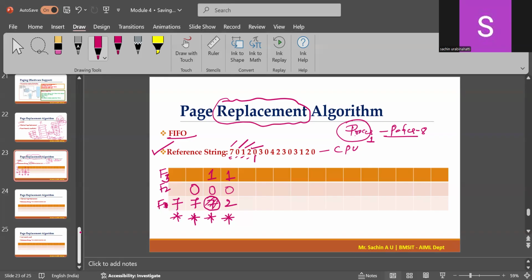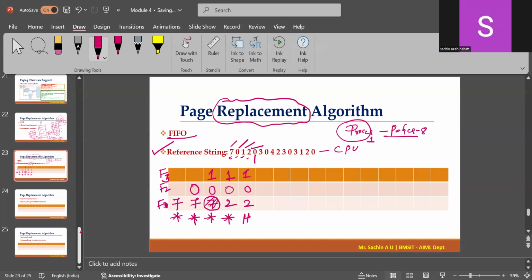Which page is requested next? It is 0. Is 0 present here? Yes, 0 is present. Whenever the page requested by the CPU is present in the main memory, we term it a page hit. So I will mark this with an H. The frames have no change, they remain as they are.